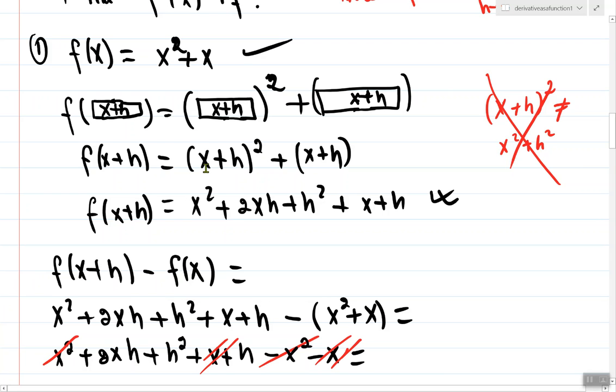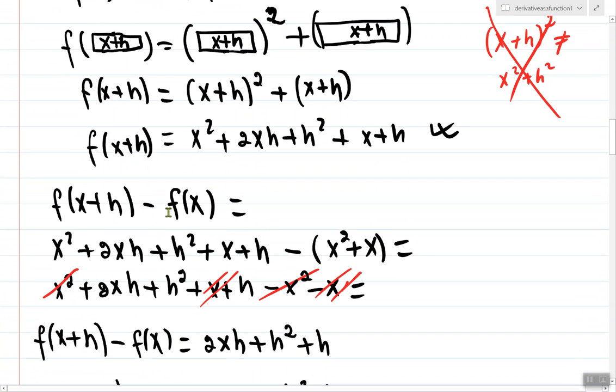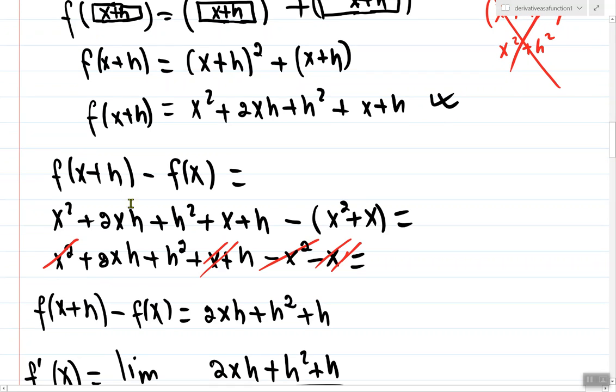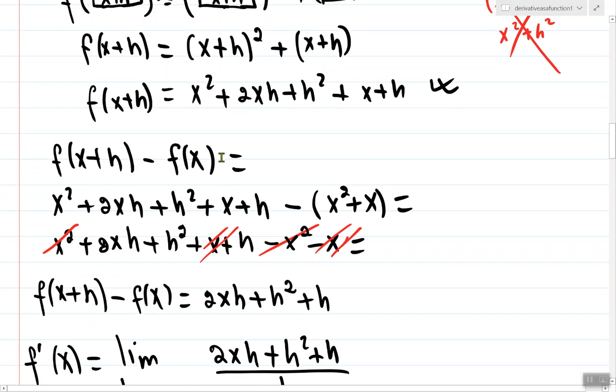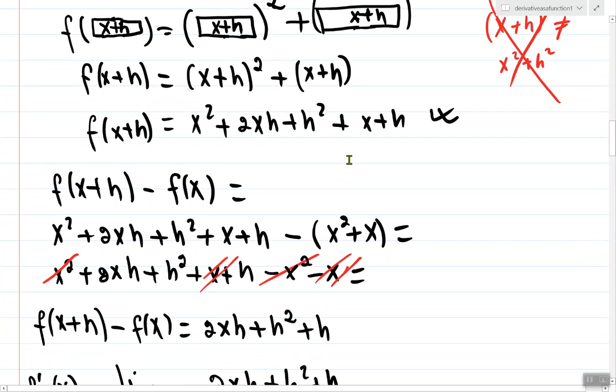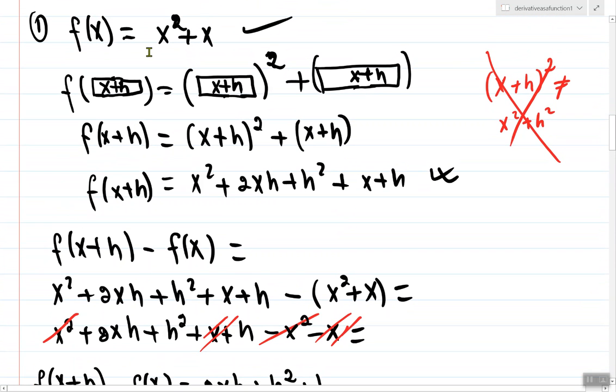Now you expand quantity x plus h all squared, which is x squared plus 2xh plus h squared. And then when you remove the parentheses, because you have a plus sign, you get plus x plus h. So this is f of x plus h. Then we want this difference: f of x plus h minus f of x. This is f of x plus h, and f of x we know is the given function x squared plus x.